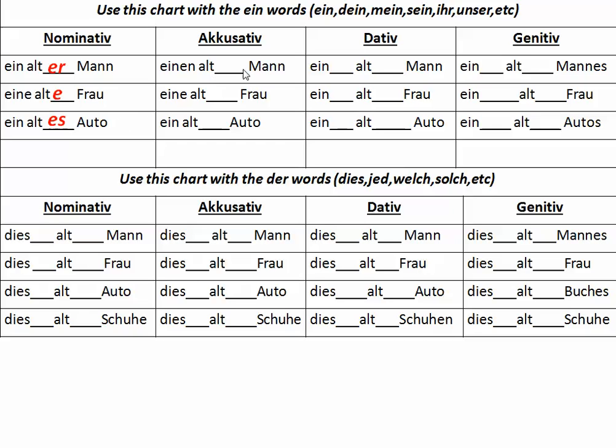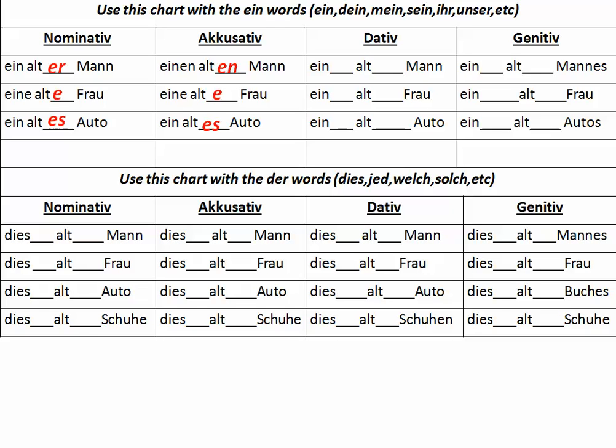Okay, taking this over to the accusative, and you'll notice this also on this chart down here. From the nominative to the accusative, the only thing that's going to change are the masculine nouns. So it's going to be einen alten Mann. And the feminine and neuter nouns will stay like they were in the nominative.